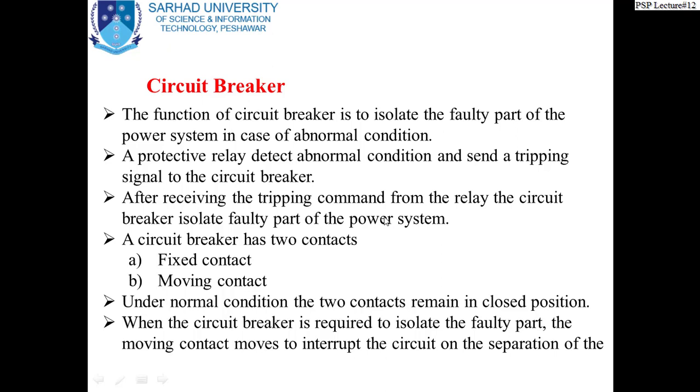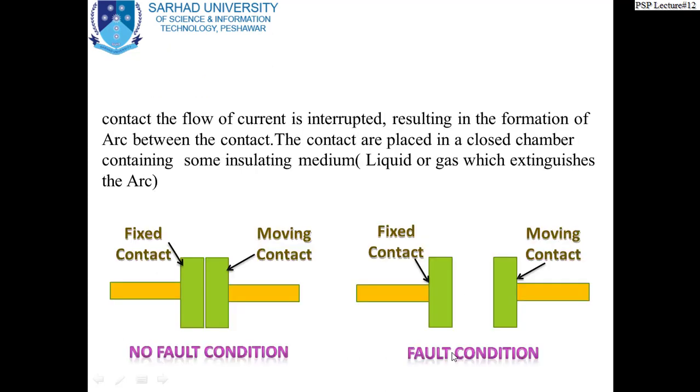Now, circuit breaker has two contacts. Number one, fixed contact, and number two, moving contact. Under normal condition, the two contacts remain in closed position. When the circuit breaker is required to isolate the faulty part, the moving contact moves to interrupt the circuit. On the separation of the contacts, the flow of current is interrupted, resulting in the formation of an arc between the contacts. Now, gentlemen, it is a normal phenomenon that when you interrupt a current, an arc is produced.